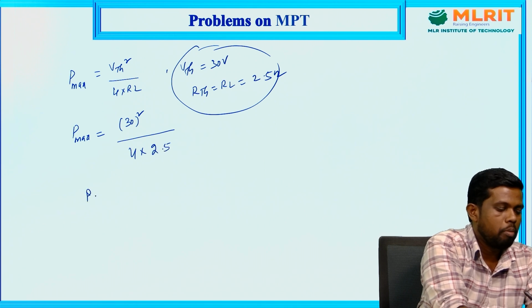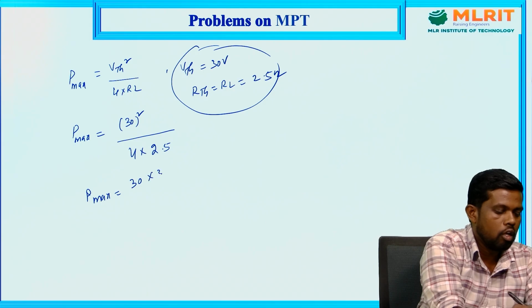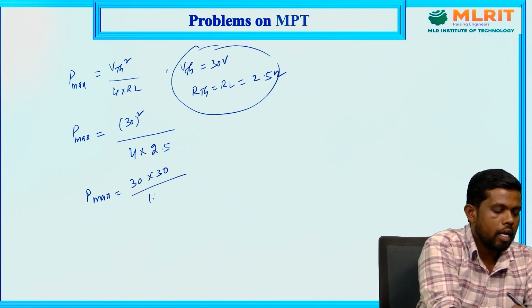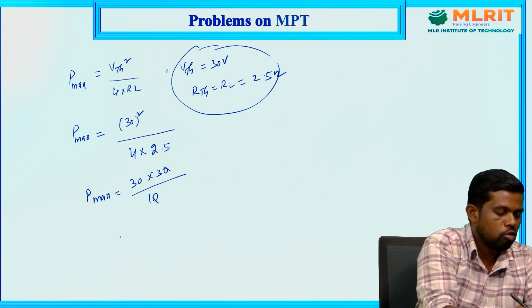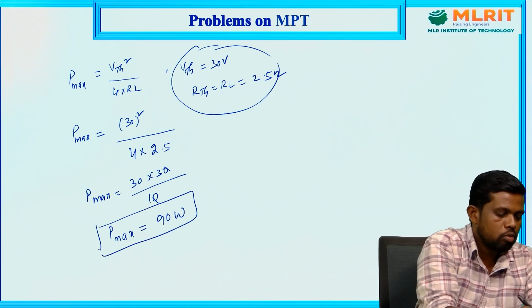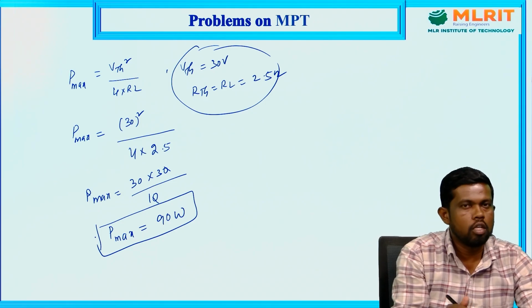So P max equals 30 into 30, divided by 10, because 4 times 2.5 gives 10 only here. Based on this we got the maximum power value. Therefore P max equals 90 watts. So based on this procedure we find the maximum power value.